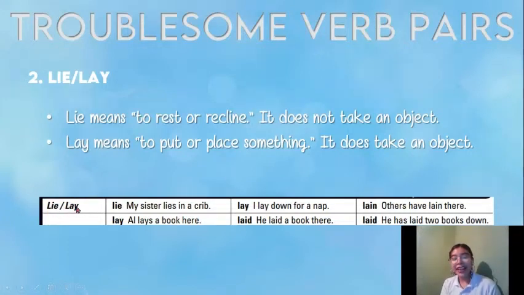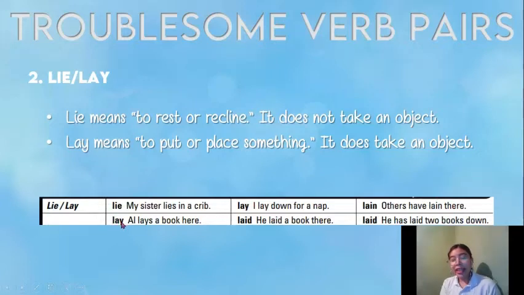We have, my sister lies in a crib, lie in present. We have lay: I lay down for a nap, past, lay. Lain, past participle: others have lain there. Okay, they have reclined, they have rested.